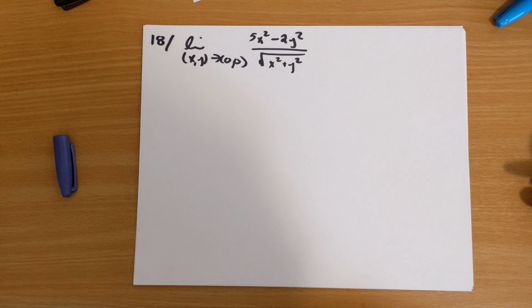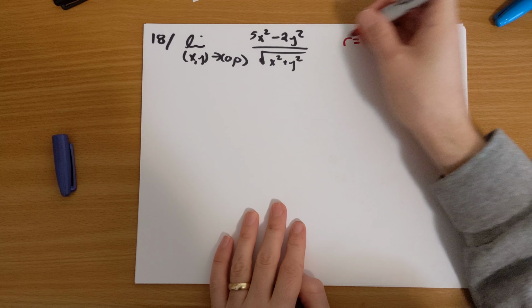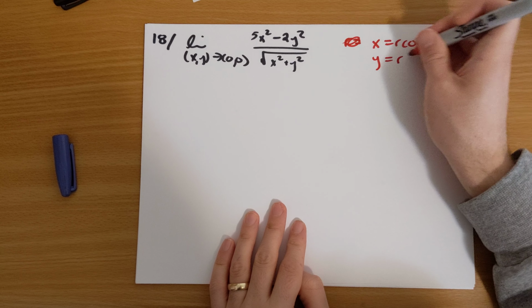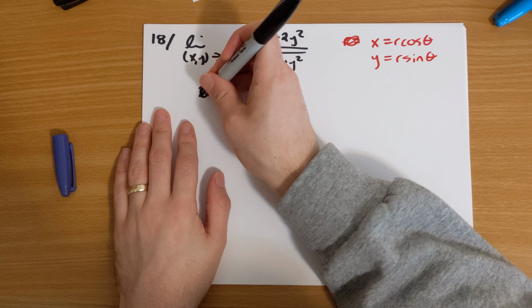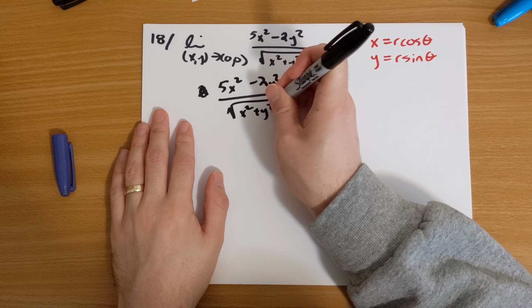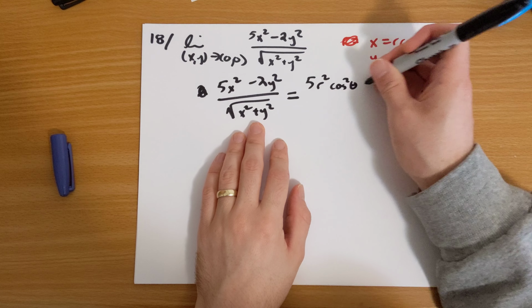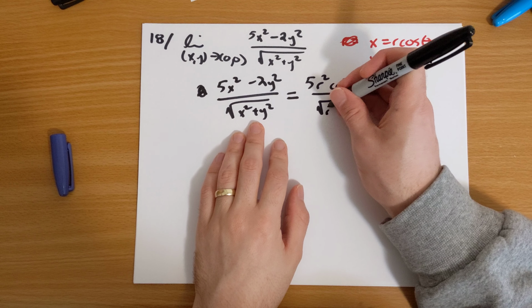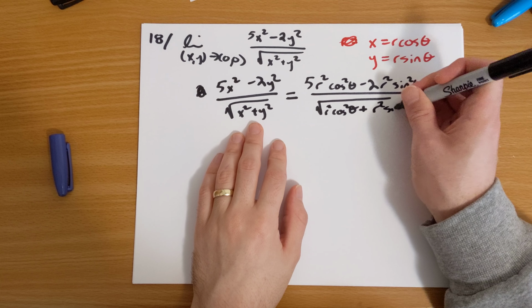My personal preference is to use squeeze theorem in conjunction with polar coordinates. You don't have to use polar coordinates, but I think it allows us to keep track of things a little bit more easily. So x is equal to r cosine theta, y is equal to r sine theta here. And so we would end up with 5x squared minus 2y squared over square root of x squared plus y squared. This would equal, after substitution, 5r squared cosine squared theta minus 2r squared sine squared theta over square root of r squared cosine squared theta plus r squared sine squared theta.